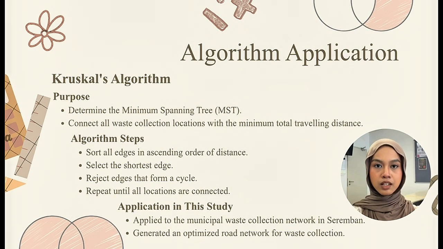The municipal waste collection network was optimized using Kruskal's algorithm, a greedy algorithm to find the minimum spanning tree (MST) of a connected weighted graph. The algorithm works by selecting the route with the shortest distance while ensuring that no cycle is formed. The process continues until all 7 locations are connected using 6 edges, producing the minimum road network.